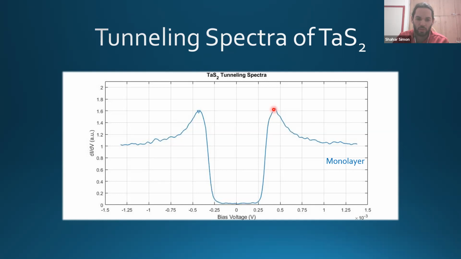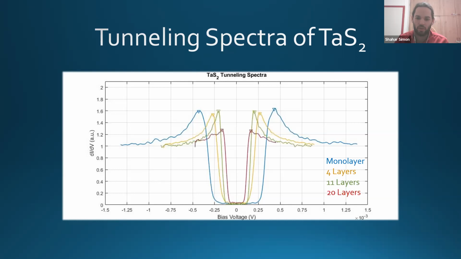And you can see the quasi-particle peaks flanking it and the drop to normal conductance. So this is a monolayer. And like I said before, the monolayer has been seen before. So we also have data for 4 layers, 11 layers, 20 layers, which is quasi-bulk.